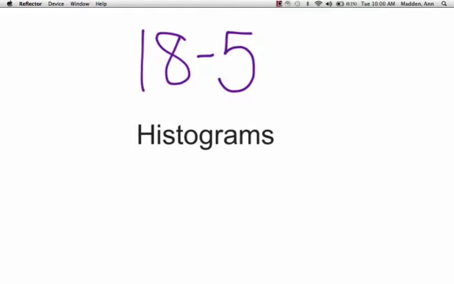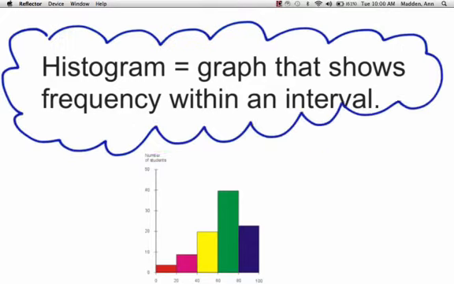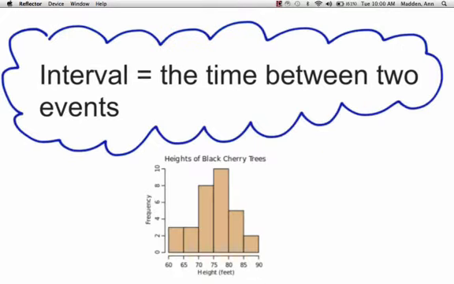Tonight you're going to be learning about histograms, lesson 18-5. A histogram is a graph that shows frequency within an interval. An interval is the time between two events.